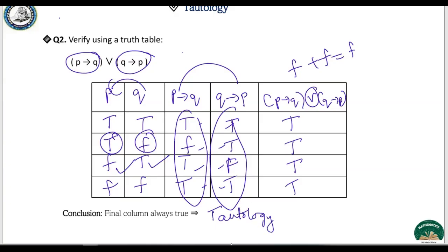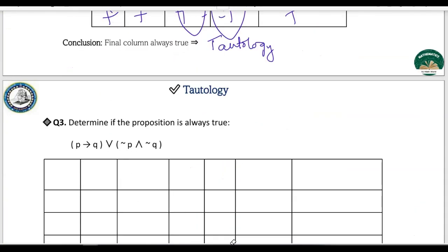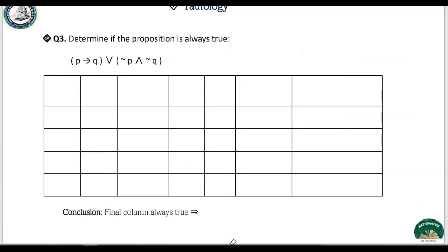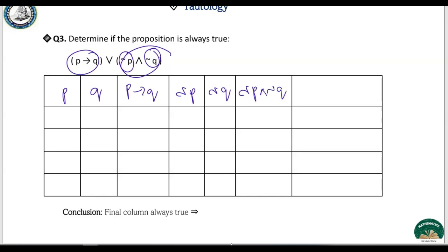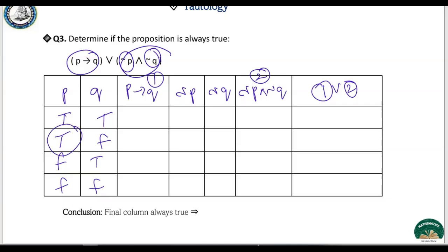Then the next question is: determine if the proposition is always true. Now the next one you have is P, Q, first bracket P implies Q, then negation P and negation Q, then you write the second bracket negation P and negation Q. Now let me call this 1 and this 2. As a shortcut, I'll just write 1 or 2. Now let me solve this: T and T, F and F. So T and F, T and F. Or is nothing but T and F, it is F. The remaining all are T. So negation of P will be F F T T.